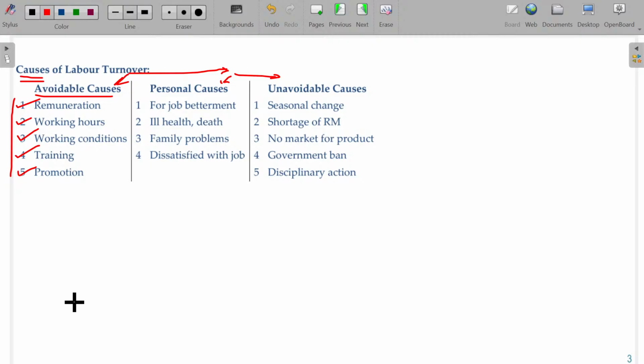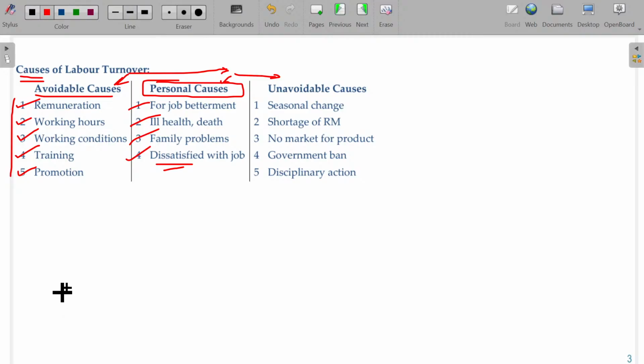There may also be unavoidable causes. In unavoidable causes, one is personal causes. Probably he may get better employment than he has here. We cannot stop him. He will definitely go to another job. His own health issues, family problems, or he himself is dissatisfied with the current job. We cannot rectify these things, so they are called unavoidable causes.